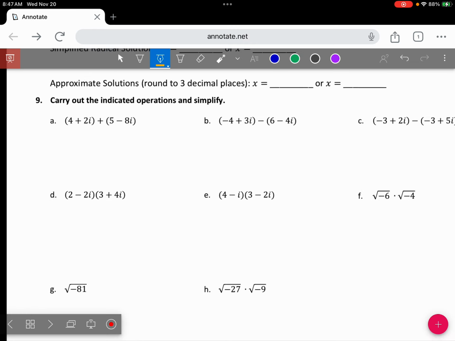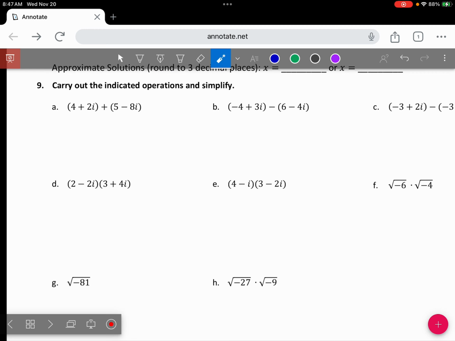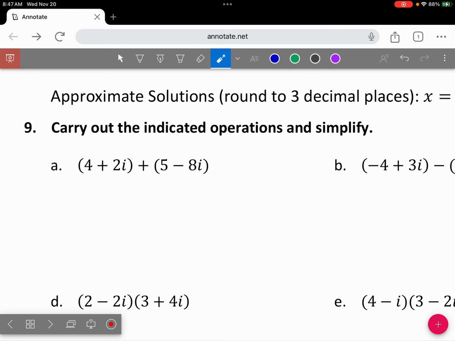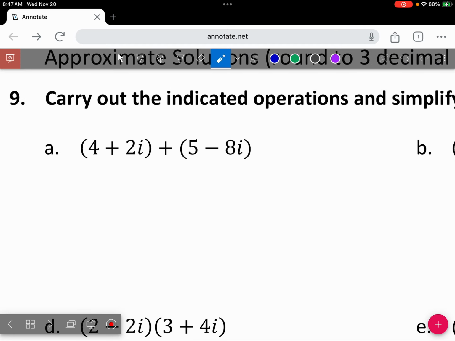These ones are very much like the bell work. These ones in particular, D and E, are just like the ones we did in the bell work. Distribute. F, G, and H are just like the 2 we did in the bell work. So let's do A. And I guarantee what's happening is you're overthinking it. Because I have 2 pieces here that are being added.